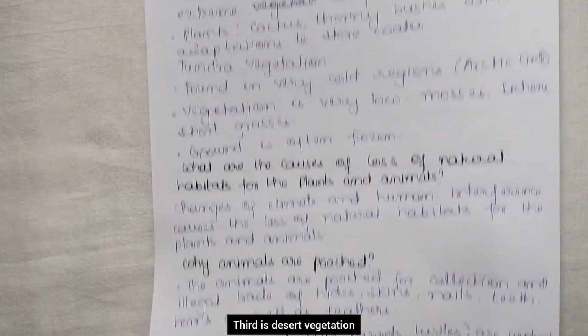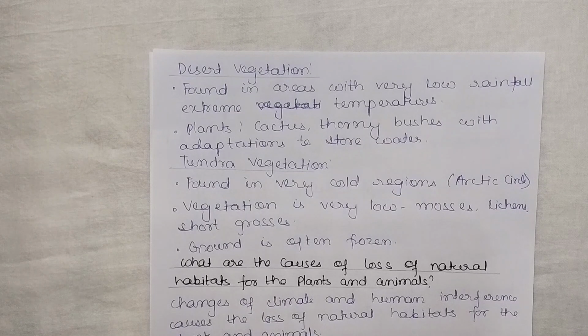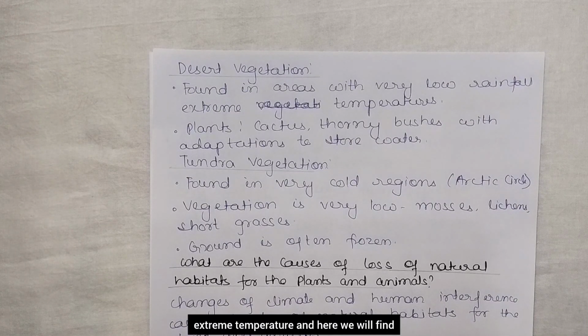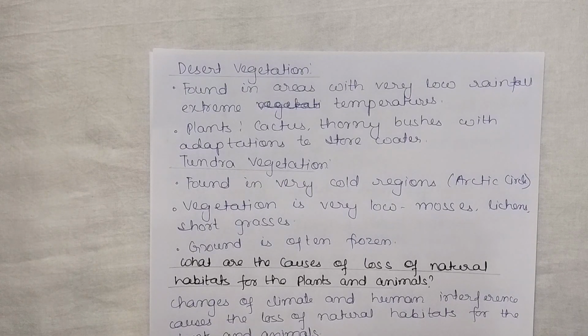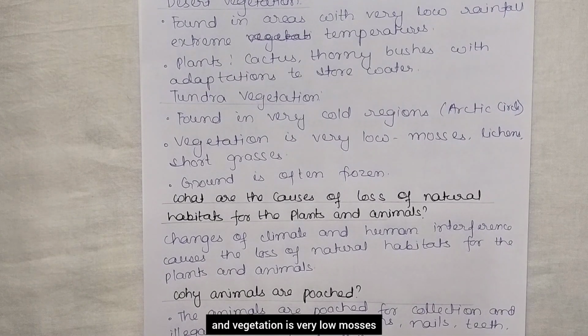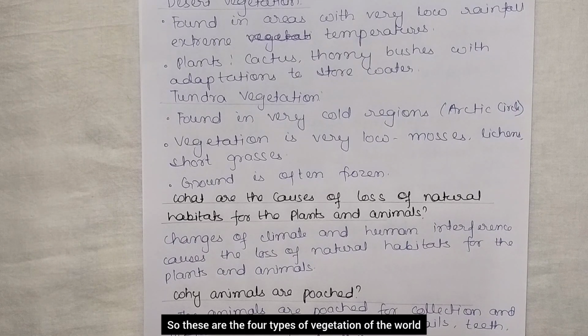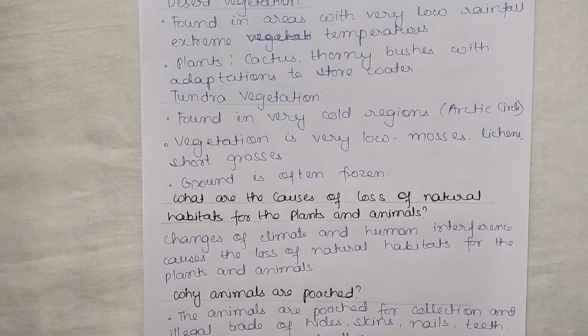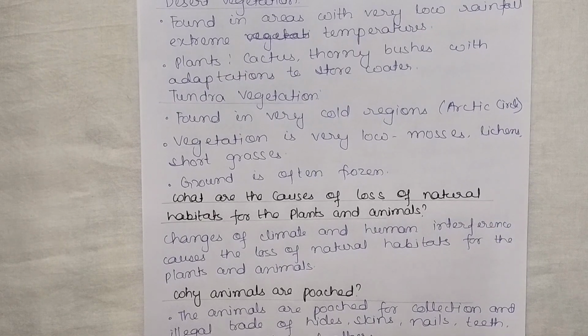Third is desert vegetation. These are found in areas with very low rainfall and extreme temperature, and here we will find plants like cactus and thorny bushes with adaptation to store water. And the last vegetation is the tundra vegetation, found in very cold regions like the Arctic Circle. Vegetation is very low, mosses, lichens and short grasses you will find here, and the ground is often frozen, right? So these are the four types of vegetation of the world: forest, grassland, desert and tundra vegetation.